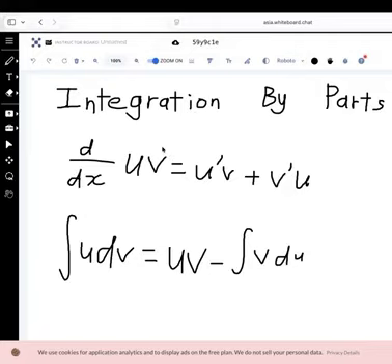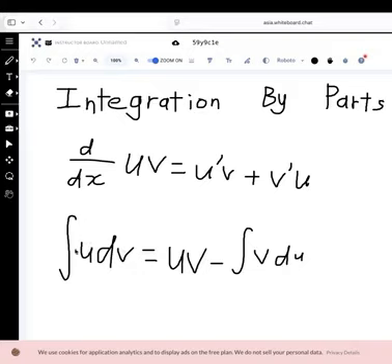Well, back in derivatives, we have the product rule, right? Let's say you want to find the derivative of two functions, u and v. You use this formula: u prime v plus v prime u. You set one function equal to u and the other function equal to v. Well, this is quite similar to integration by parts.